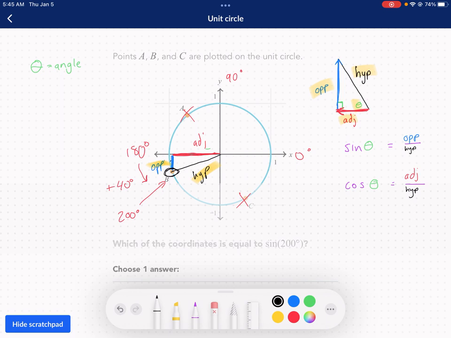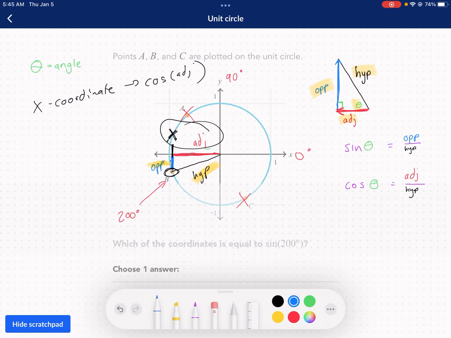The adjacent side, I'm trying to eliminate some stuff to make it easier for you guys to see. The adjacent side clearly lands on this x-coordinate right here, okay? So the x-coordinate is controlled by this adjacent side. So if you're thinking x-coordinate, we are thinking the cosine, okay? Because the cosine controls that adjacent side. That adjacent side and the cosine go together, so the x-coordinate is controlled by that.